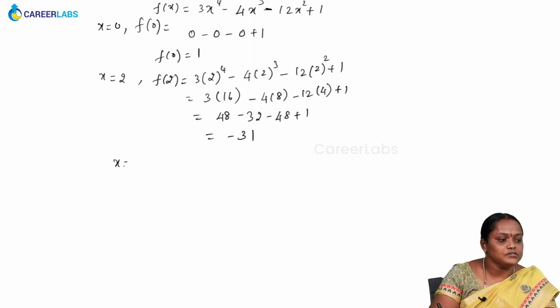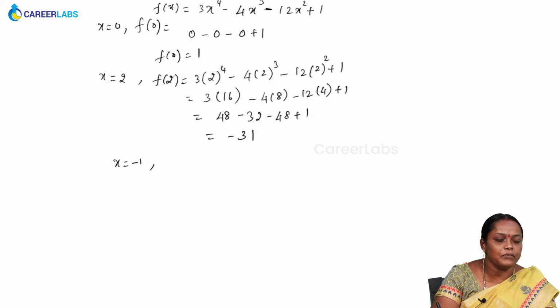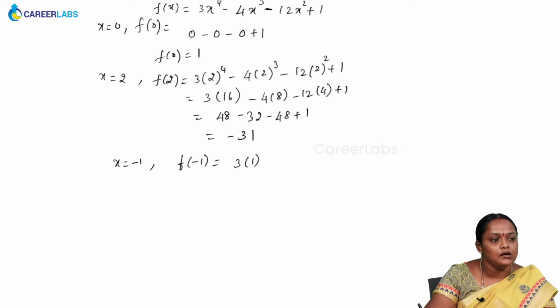In a similar way, the next critical number is minus 1. At x is equal to minus 1 we are going to find f of minus 1, which is 3 times minus 1 the whole power 4, which is plus 1, minus 4 into minus 1, minus into minus will become plus 4, and for the next term it is minus 12 plus 12. So, this is 7 minus 12 plus 1. So, this is going to give you the value as minus 4.